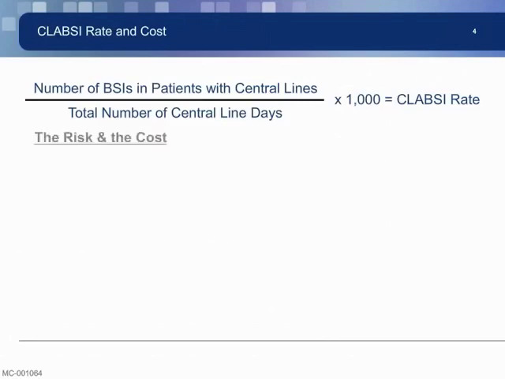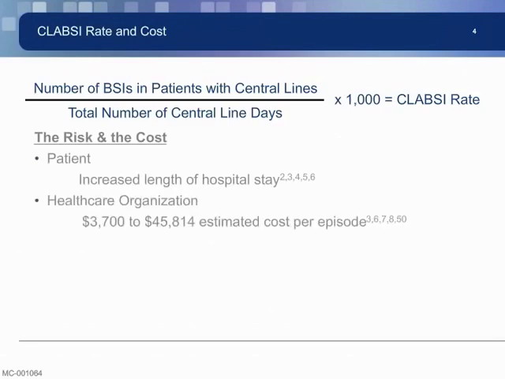CLABSI risk and cost. It is important to understand the risk and cost of CLABSIs. It does not only impact patients, it also impacts the hospital financially. A CLABSI often extends a patient's length of stay while they receive treatment for the infection. The hospitals absorb an increase in the cost to treat the patient since CLABSIs are not reimbursed by CMS. The cost of a CLABSI has been documented ranging from $3,700 to $45,814, which would be absorbed by the hospital.